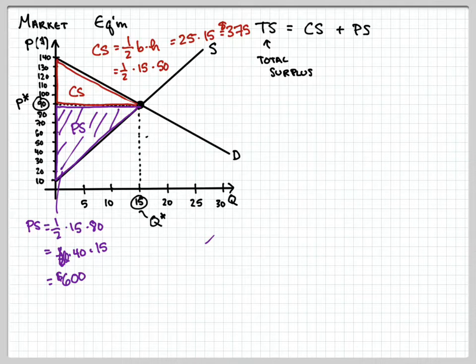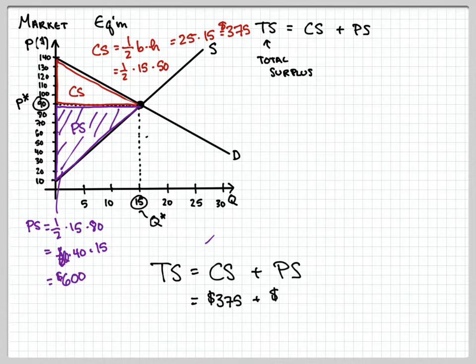So in this case, the total surplus is the consumer surplus plus the producer surplus, or 375 plus 600, or $975.